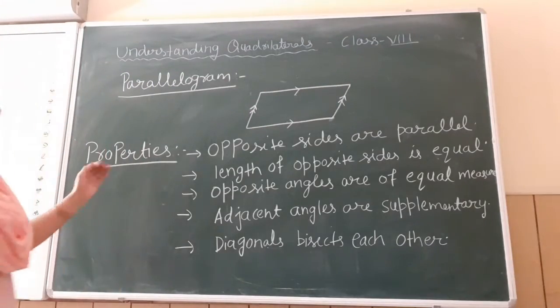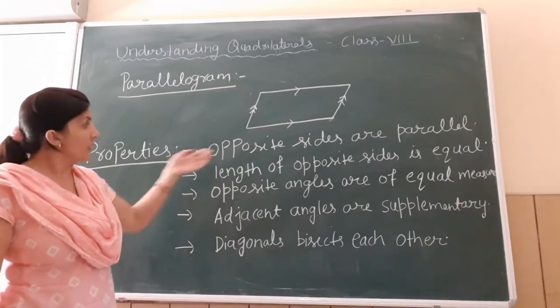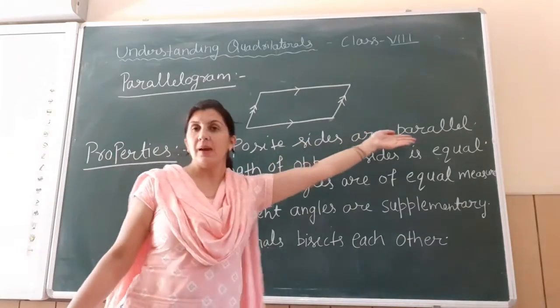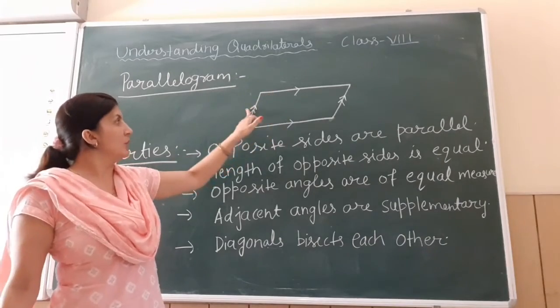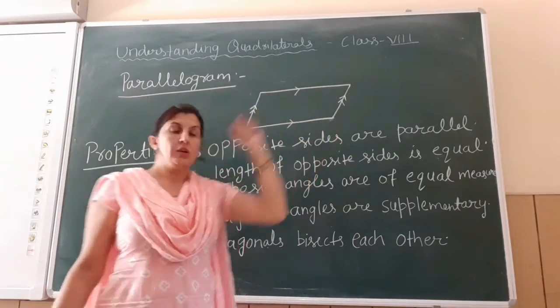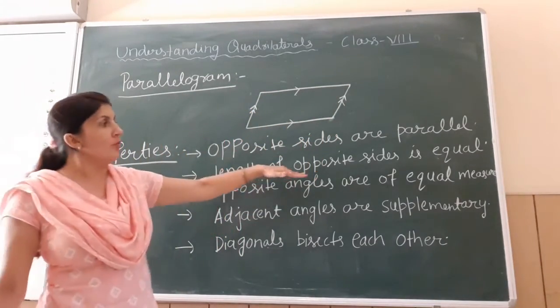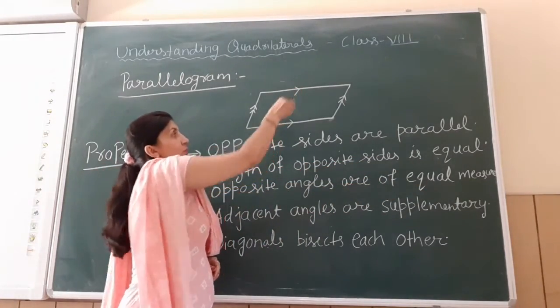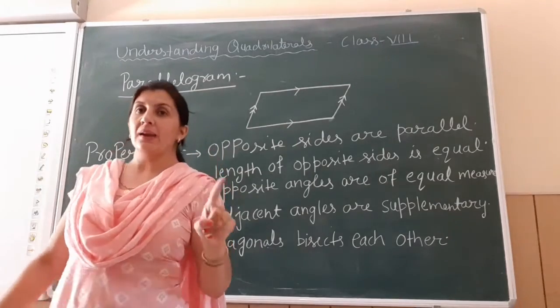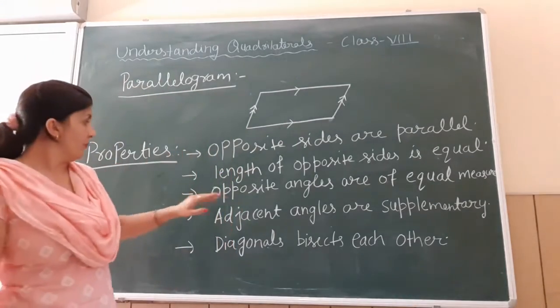So now we come to the properties. First property is opposite sides are parallel. Yes, we have seen that this side is parallel to this and this side is parallel to this. Next is the length of opposite sides is equal. Means opposite sides are parallel and equal.